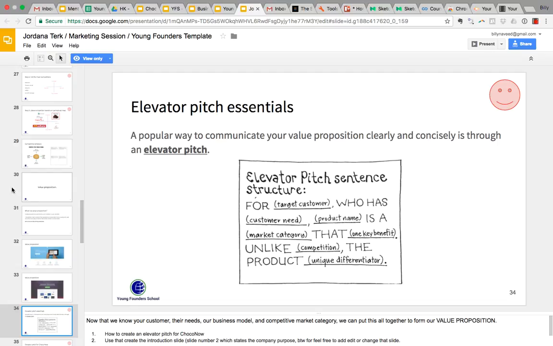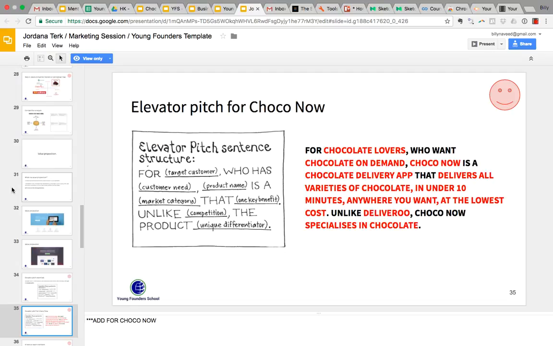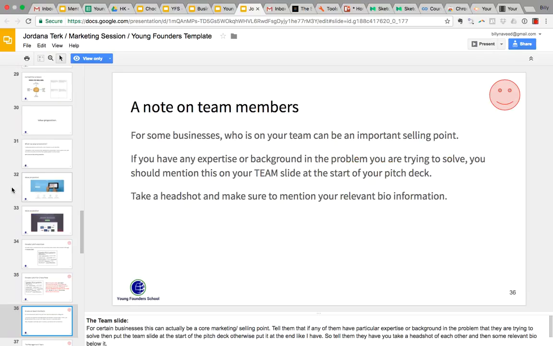And then we discuss what the elevator pitch is. And this is quite key, where you say, okay, I'm going to have a product that is for this target customer who has a certain customer need. What is my product name? It's a market category that has one key benefit that's unlike its competition, and that is a truly unique product. And we go through exactly what Choco Now's elevator pitch will be, and we then teach them how to create their team page.